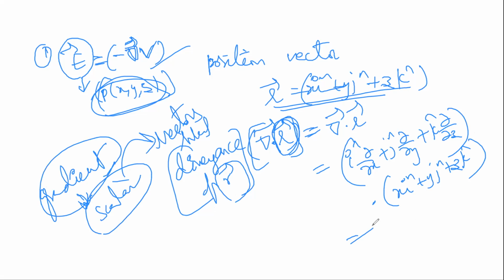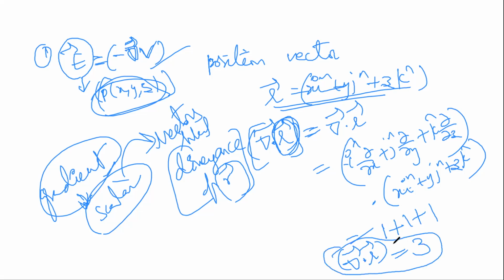So what happens now? i cap dot i cap is 1. So ∂/∂x of x is 1. 1 plus 1 plus 1 equals 3. So del dot r bar equals 3. Okay, del dot r bar is equal to 3. Okay, students, this is the way we calculate the divergence. Now let us calculate a few more problems.